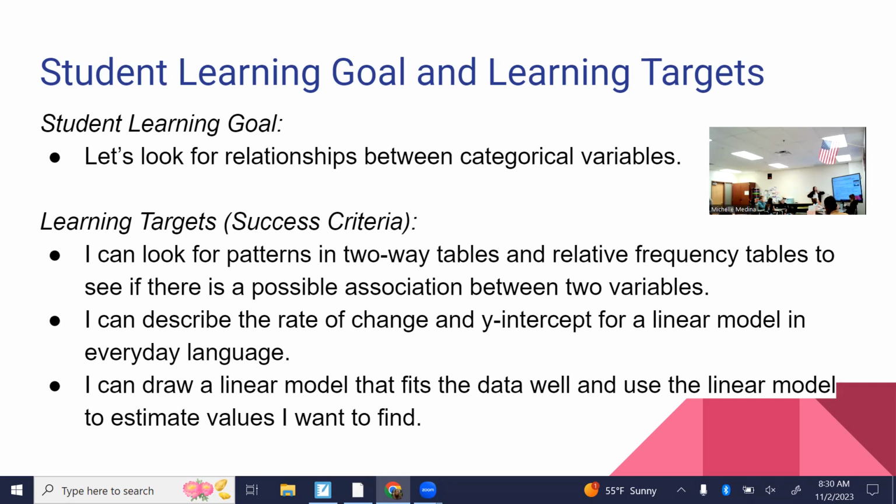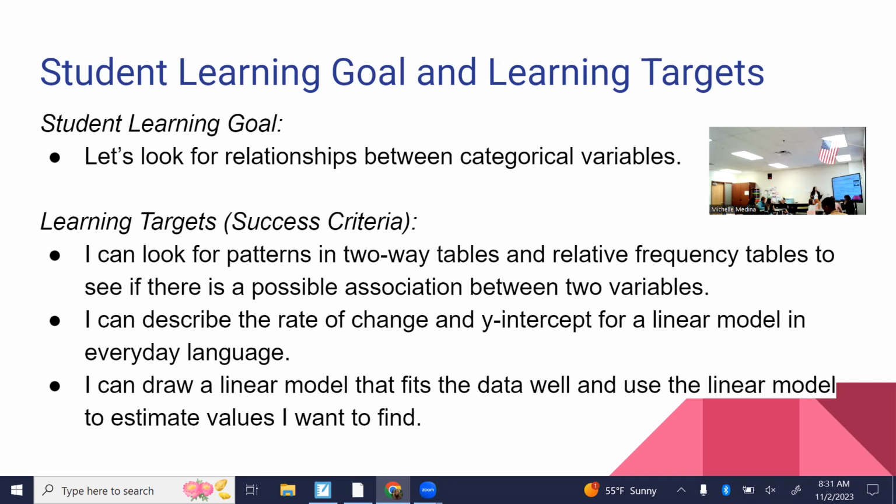Now here's what we were supposed to be able to accomplish. Can you look for patterns in two-way tables and relative frequency tables to see if there is a possible association between two variables? So can you look at data and see, does that data maybe have a relationship? That's what association means. Yes, no? Okay.